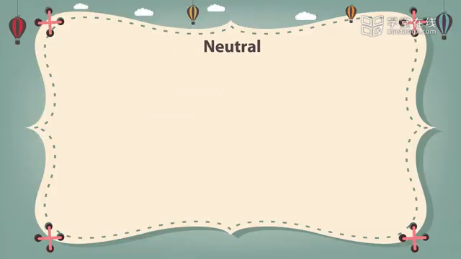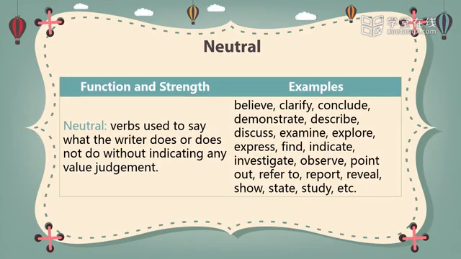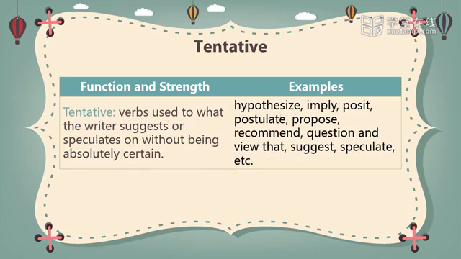And so neutral verbs would be used to say something that the writer does or does not without indicating any value or judgment. We have here believe, clarify, conclude, demonstrate. And then we have tentative, which are verbs to use to say what the writer suggests or speculates. Here we emphasize that the author is not sure about what he's saying. And so here some examples would be hypothesize, imply, posit, postulate.